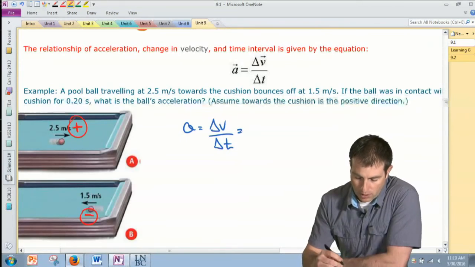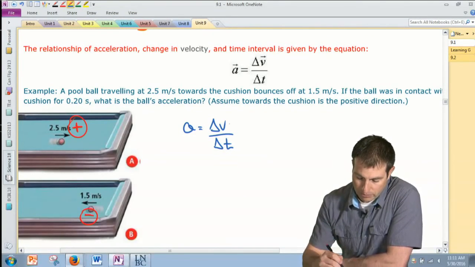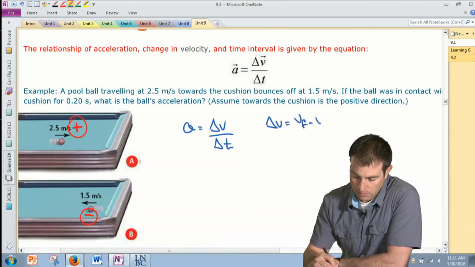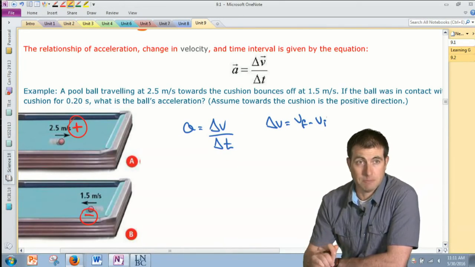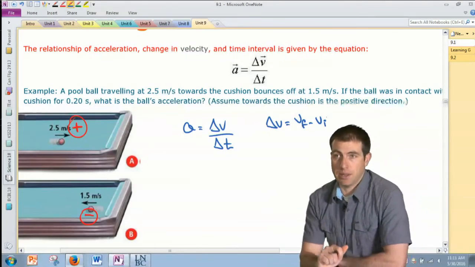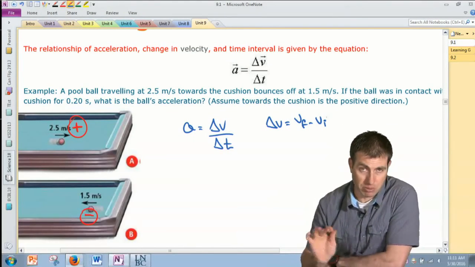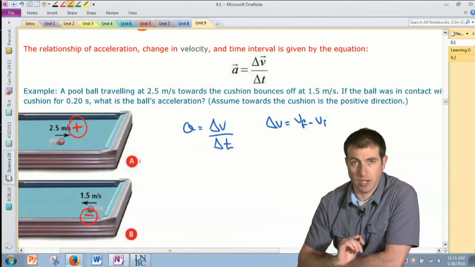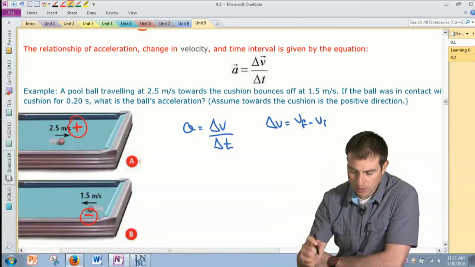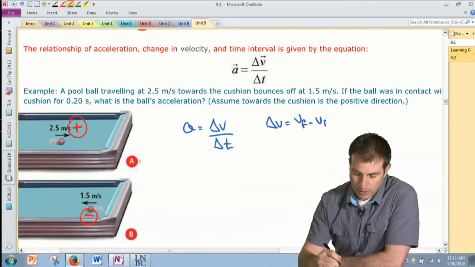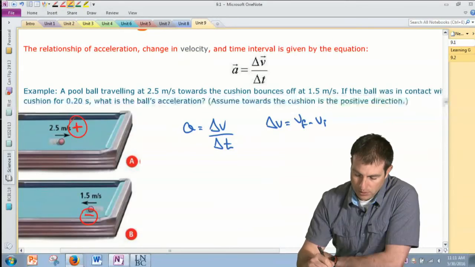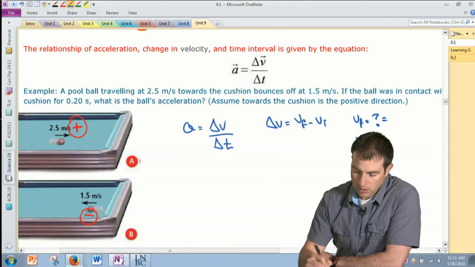Remember the change in velocity. Off the back of our data booklet, change in velocity is final velocity minus the initial velocity. That is a change in anything. A change in time is the final minus the initial. A change in pressure is the final minus the initial. Doesn't matter what the example is. So in this case, we need to find out what the final velocity is, and we need to figure out what the initial velocity is.